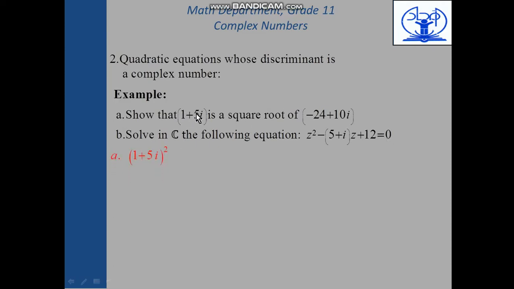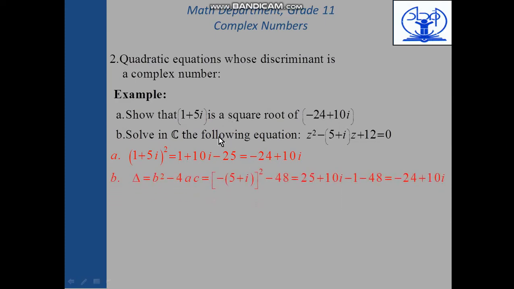we have to prove that 1 plus 5i is a square root of this one, so we square it. (1 plus 5i) squared. If we get minus 24 plus 10i, we can deduce that 1 plus 5i is a square root of this number. a squared plus 2ab plus b squared equals minus 24 plus 10i, so we prove that 1 plus 5i is a square root of this complex number.